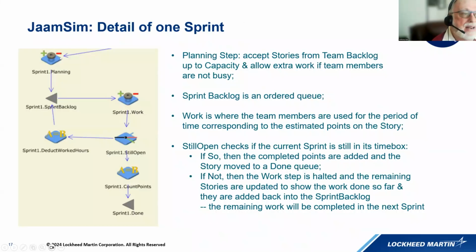There was a 15-minute planning for each story, and then it would go on to this sprint backlog. The work would be done for the relevant amount of time for the number of points that were estimated for that story. If that work finished, it would go down here and say, is the sprint still open? Yes, we'll count the points. But if it was interrupted because it was the end of the sprint, it would calculate how much work had been done on the story before it was placed back on the backlog, so that work would be done in the next sprint. So that's how the basic sprint happened. It did get made a little more complicated. I'll show you in a little bit how it was made a little bit more complicated.